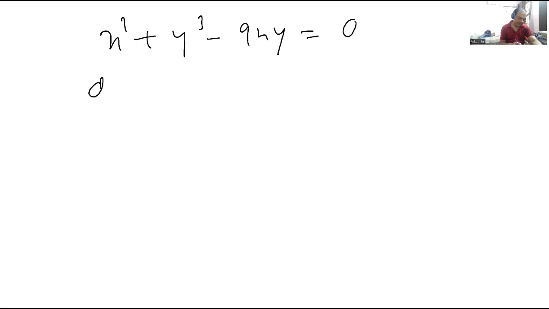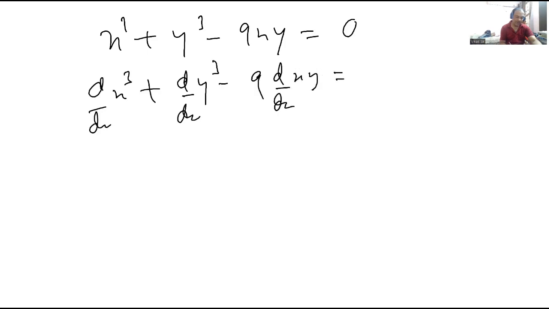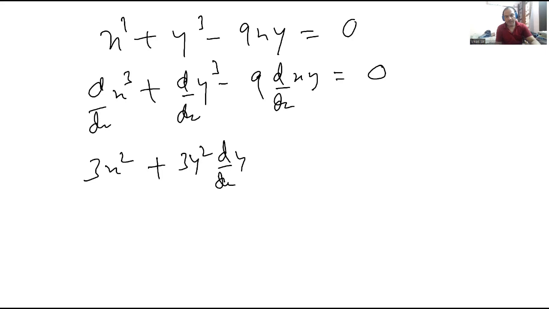Now here it will be like this: d by dx of x cubed plus d by dx of y cubed minus 9 d by dx of xy is equal to 0. If we differentiate 0, it will give you 0. Now this is x cubed, and here we will have 3x squared. In the case of y cubed, we will have 3y squared, and furthermore it will also have d by dx of y, because if you differentiate y, it will give you d by dx of y.